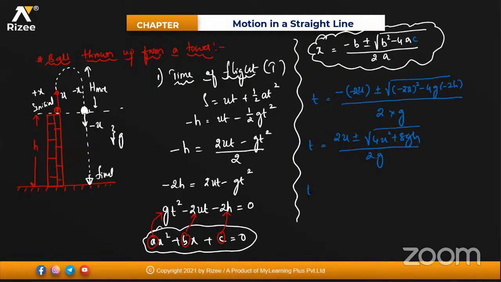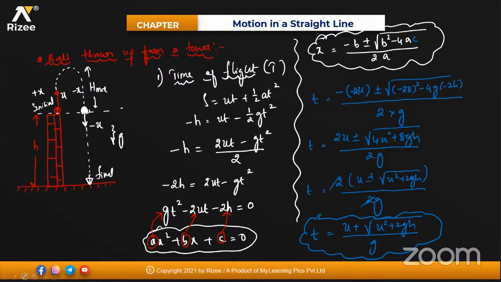If I simplify further, taking 2 common, t is equal to u plus or minus under root of u square plus 2g h, divided by 2g. Can I write like this? This 2 and this 2 will get cancelled. So time taken to reach the ground will be t equals u plus under root of u square plus 2g h, divided by g. So this is your time taken.